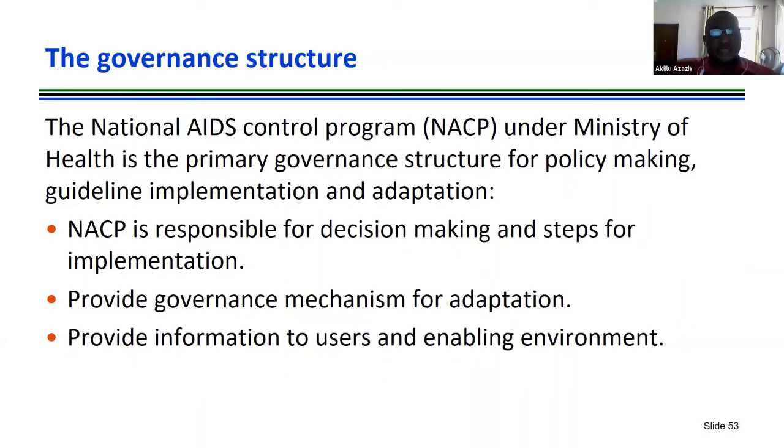So the findings are as follows. The governance structure. In Tanzania, we have a special governance structure in the form of the organ called National AIDS Control Program and the Ministry of Health. So this NSCP is the primary governance structure for policy making and guideline implementation. In this regard, NSCP is responsible for decision making and all necessary steps for implementation of the management of HIV and AIDS. NSCP also provides governance and a mechanism for adaptations. Also provides information to users and an enabling environment as well.